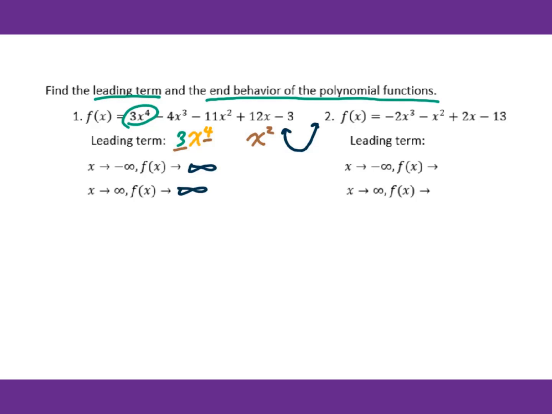For number 2, the leading term is negative 2x to the third power. The graph will look like y equals negative x. That means like this one. It has the same end behavior as negative x. Therefore, when x goes to negative infinity, f of x goes to positive infinity. When x goes to positive infinity, the graph goes down, so f of x goes to negative infinity.